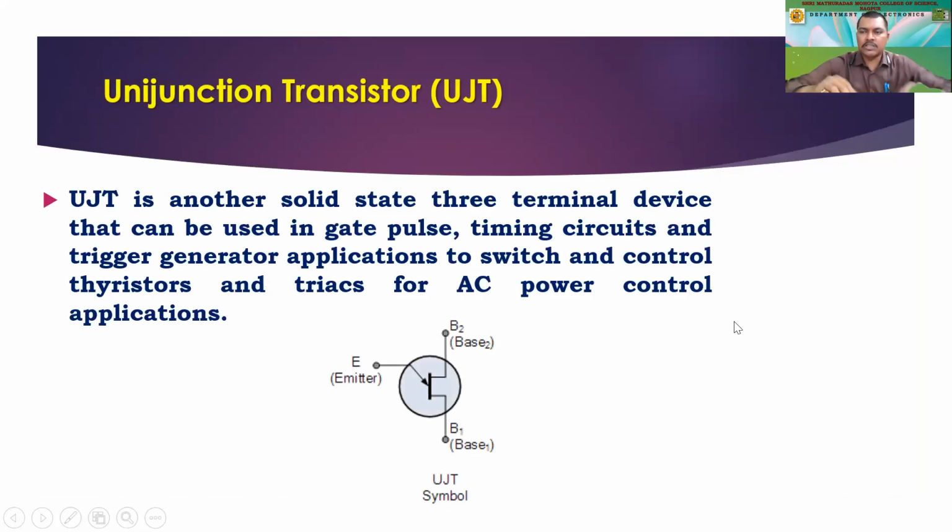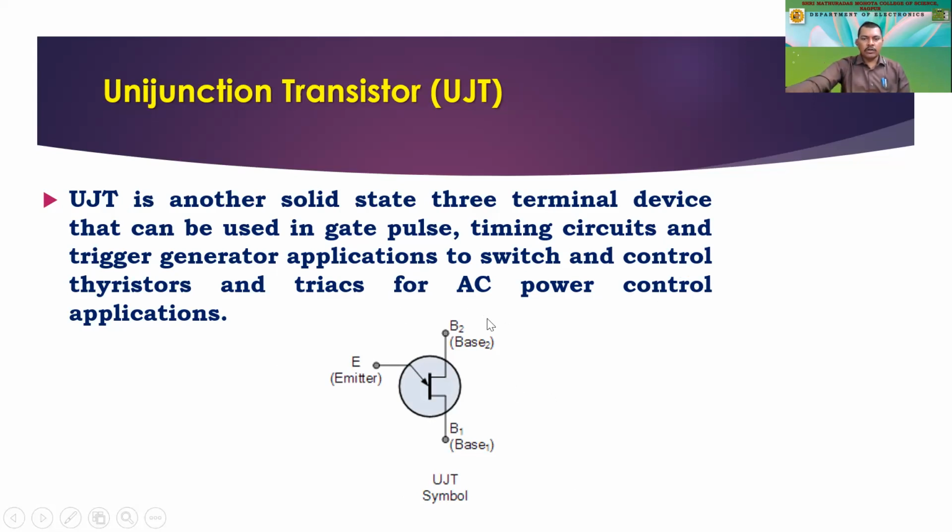A unijunction transistor is another solid state three-terminal device that can be used in gate pulse timing circuits and trigger generator applications to switch and control thyristors and triacs for AC power control applications. So this is again a power device which can be used for triggering, say, a diac, thyristor, or triac, for AC power control applications, right?